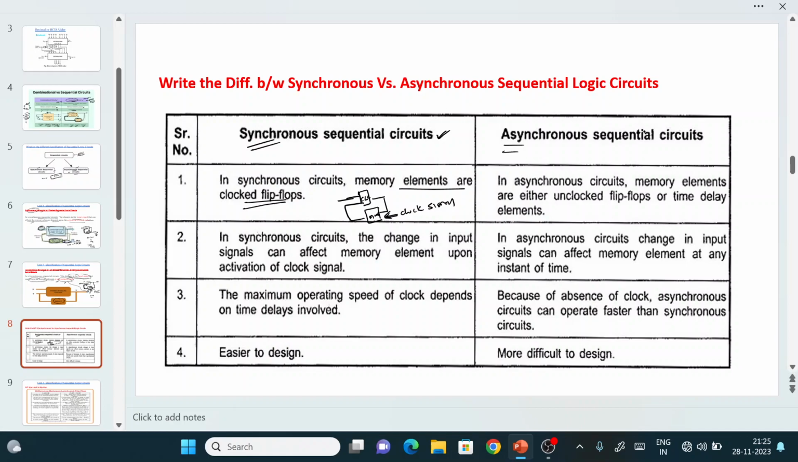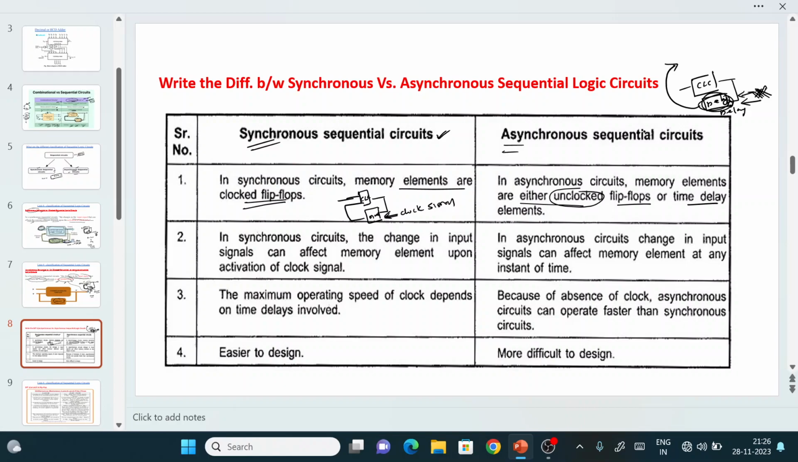Now what is the meaning of an asynchronous sequential circuit? Here it is also a combinational logic circuit where the output that is produced, we are going to store in terms of memory. That memory we call the delay element. It means that this delay element cannot be controlled by any external clock pulse. So memory elements are either unclocked flip-flops or time delays. So in asynchronous, the memory elements we call time delays. Unclocked means we are not applying any clock pulse to control this memory element value.